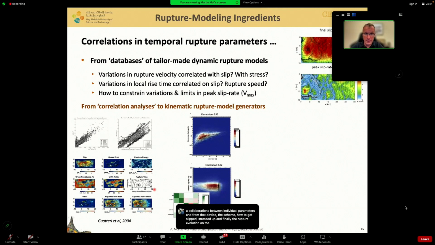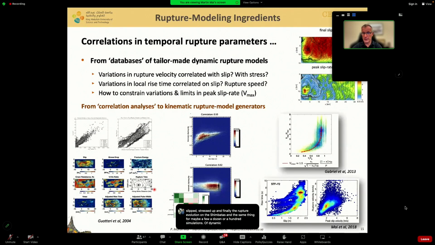Schmedes and Archuleta did the same thing for maybe a dozen or 100 simulations of dynamic ruptures. And then there's additional work that came out from Alice Gabriel about 10 years ago, or some rough fault simulations we did not too long ago, that show these correlations of, let's say, rise time with slip, or rupture velocity and peak slip velocity. So we use that information to build the rupture model generators.